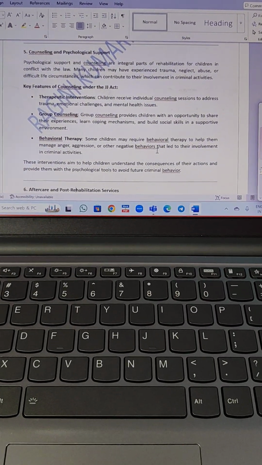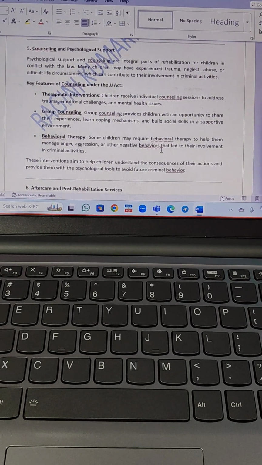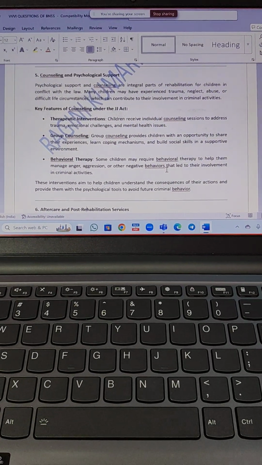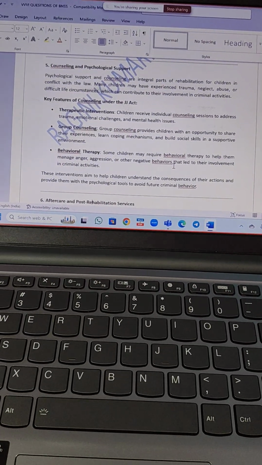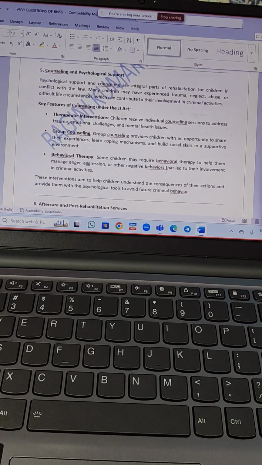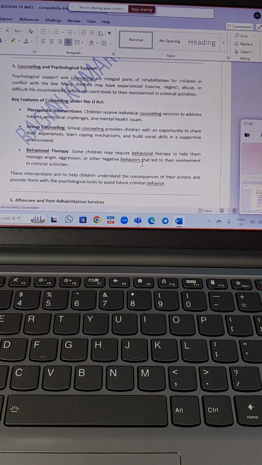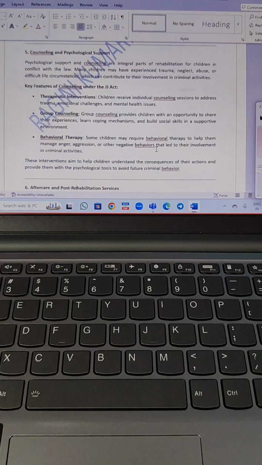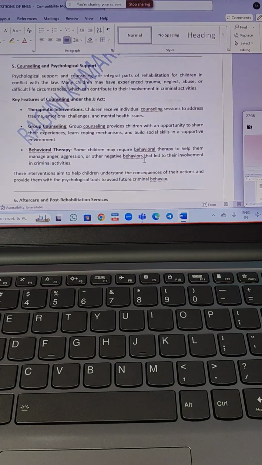Children receive individual counseling sessions to address trauma, emotional challenges and mental health issues. Group counseling provides children with an opportunity to share their experiences, learn coping mechanisms and build social skills to support their environment. Now behavioral therapy. Some children may also require behavioral therapy to help them manage, please underline, their anger, aggression and other negative behaviors that lead to their involvement in criminal activities.